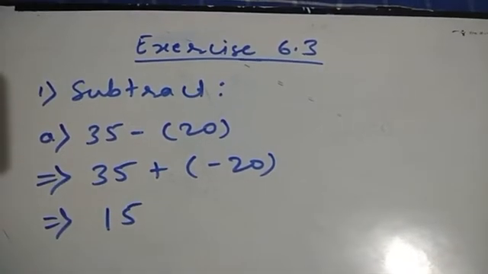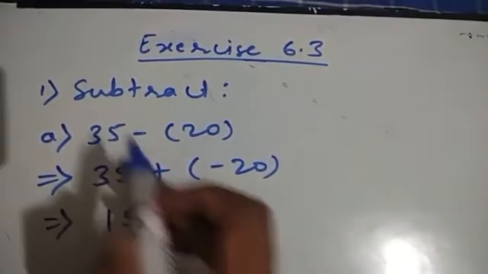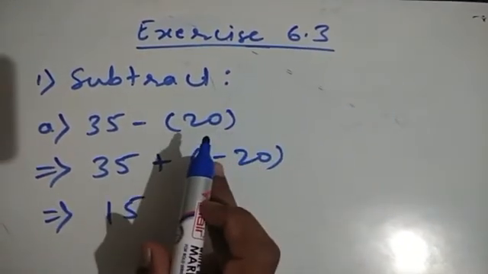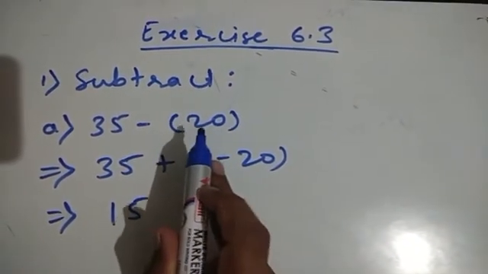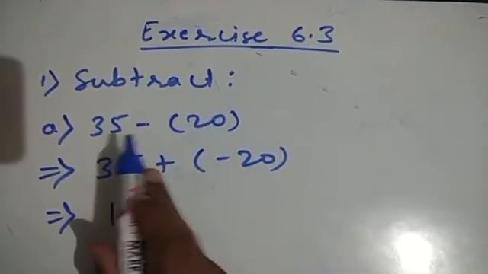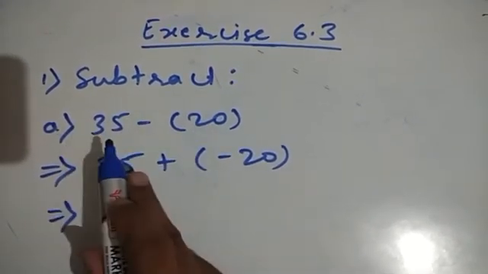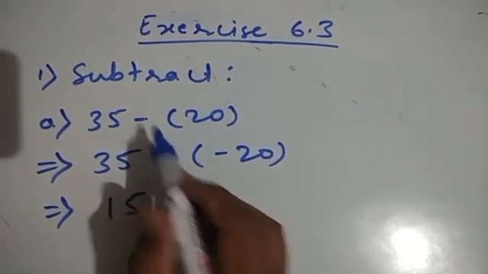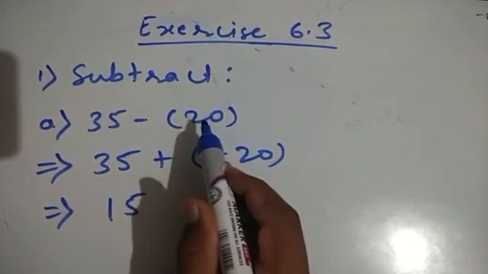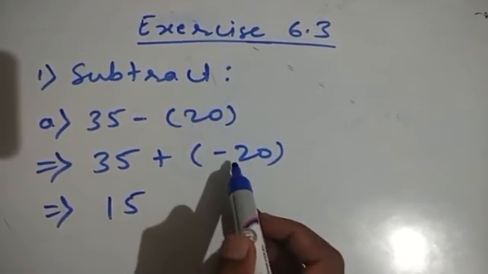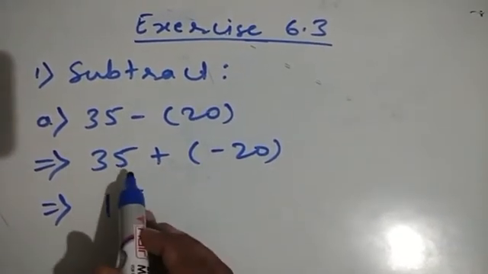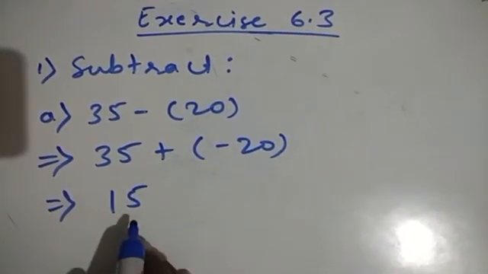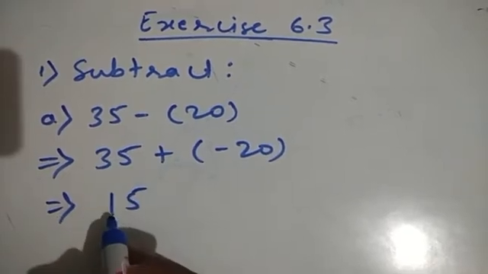Students, now we are going to solve exercise 6.3. First question, subtract 35 minus 20. Students, one thing you remember, whenever we subtract one integer from another integer, you just add its additive inverse to that integer. Okay, so this 35 I write as it is, and this minus sign becomes plus, and what will be the additive inverse of 20? Minus 20. Okay, now here 35 is positive integer, 20 is negative. Subtraction. 35 minus 20 is what? 15. And the greater number has plus sign, that is why plus 15 will be the answer.